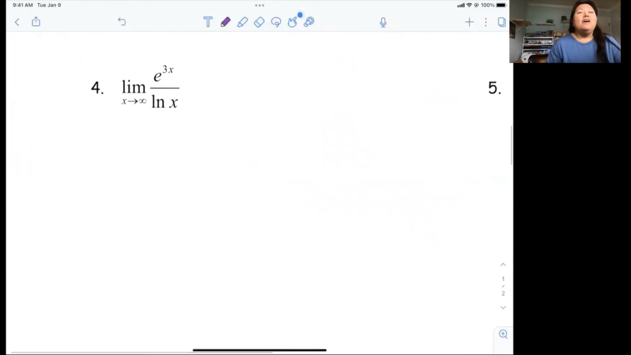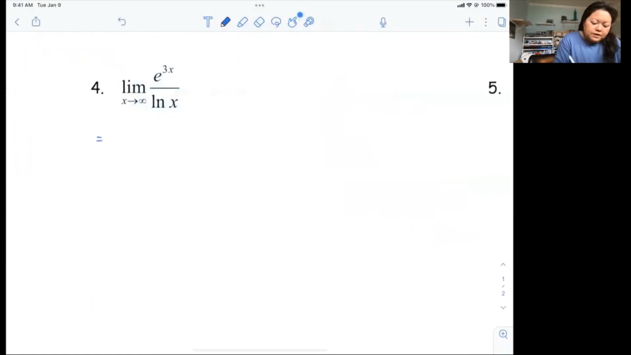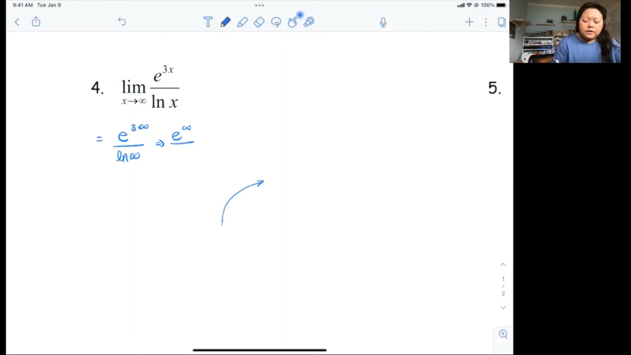Okay, all right. What about plugging in infinity? Well, we'll do the same thing. If we plug in infinity, we get e to the 3 times infinity over natural log of infinity. Well, e to 3 times infinity is infinity. Natural log of infinity: if you remember, the natural log graph looks like this. As it goes off to infinity, it still goes up to infinity, so it's infinity. E to infinity is faster, but it's still infinity. So this is infinity over infinity, hence indeterminate form.